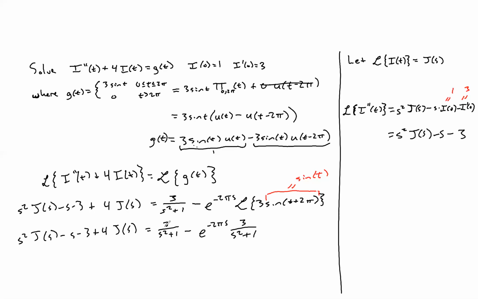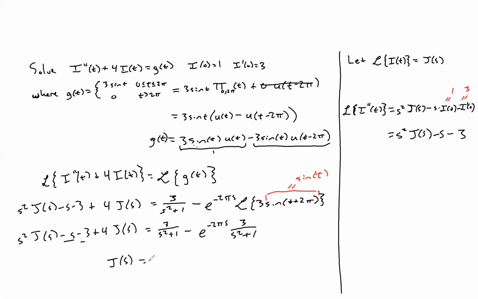All right, so now just like you've done in a previous section, now we want to solve for J of s. So solving for J of s, if I move the minus s minus 3 over to the other side, and then factor out my J of s and divide. After just a little bit of algebra, here's what you end up with.